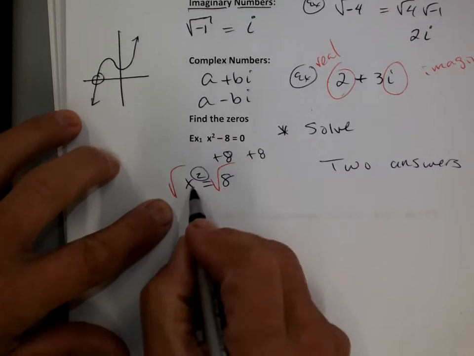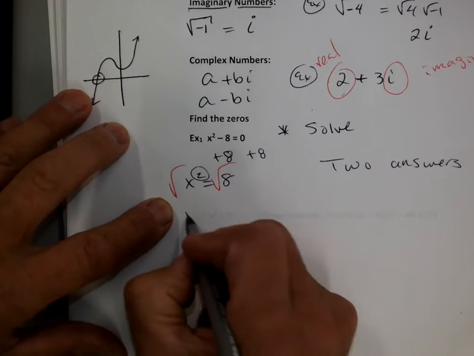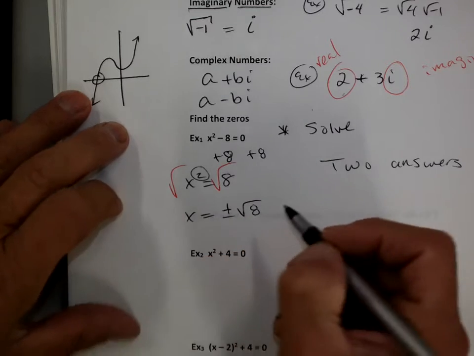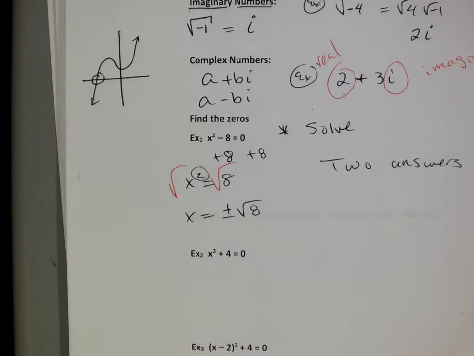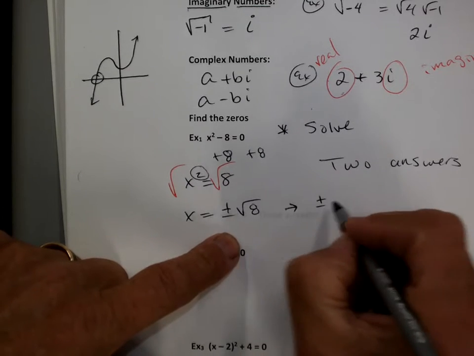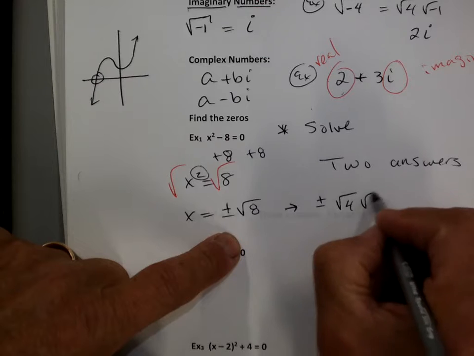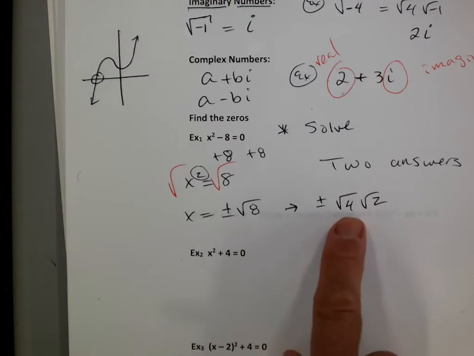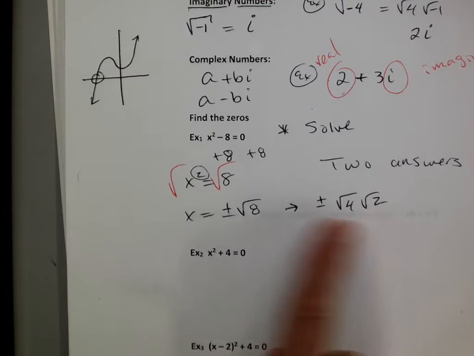So to have two answers, if I take the square root of that, I'm going to get x equals plus or minus the square root of 8. Okay, now, there's a better way to write that answer. That's kind of correct, but there's a better way to write that answer. Let's rewrite this as plus or minus the square root of 4 times square root of 2. And we're going to practice this in our Zoom, don't worry.